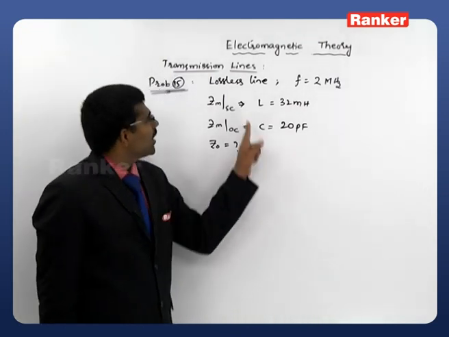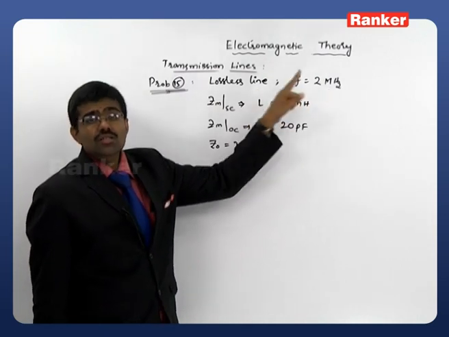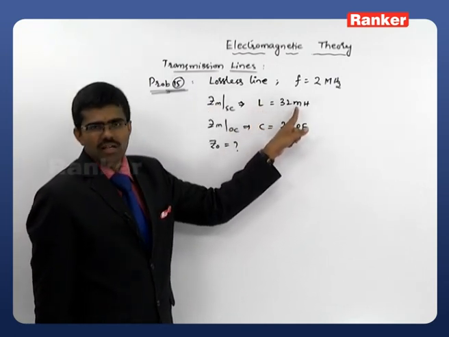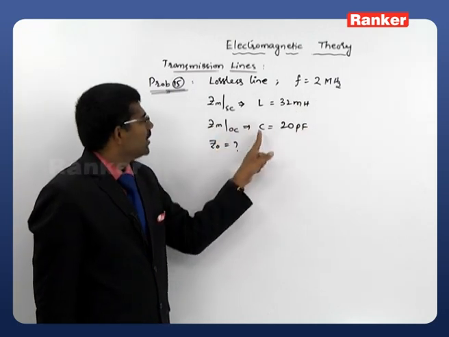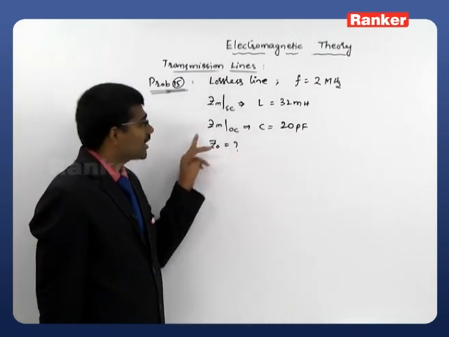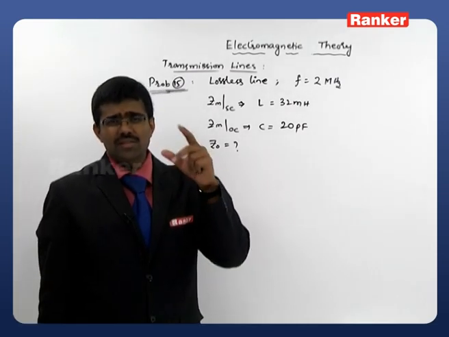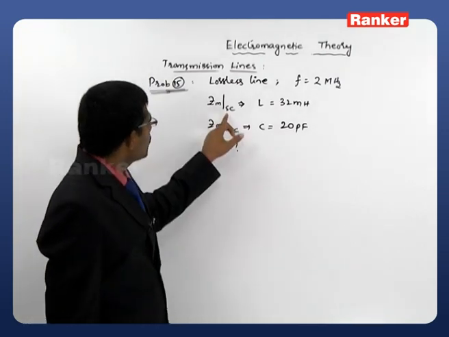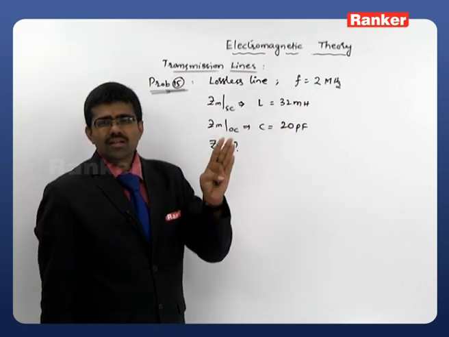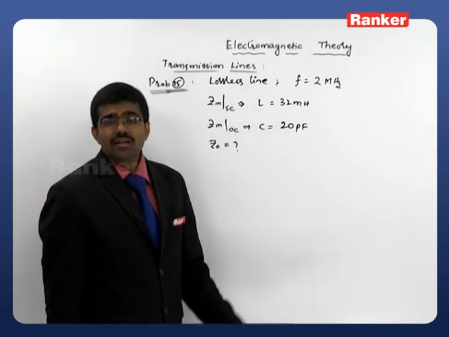What is the data given to us? A lossless transmission line is operating at a frequency of 2 MHz, and when it is short circuited at the input, we are observing a pure inductor with a value 32 millihenry, and when it is open circuited, it appears as a pure capacitor with 20 picofarad value. At this instant, what we require is the characteristic impedance of our transmission line with these conditions. So what you have to do is imagine how it is operating. When it is short circuited, it is operating as a pure inductor. A pure inductor is nothing but simply an inductor with positive reactance. Open circuited, it is operating as a pure capacitance with negative reactance.